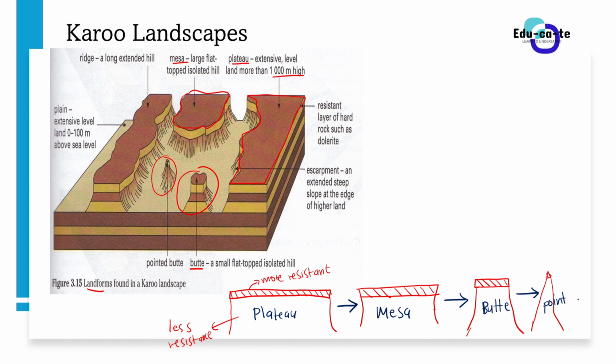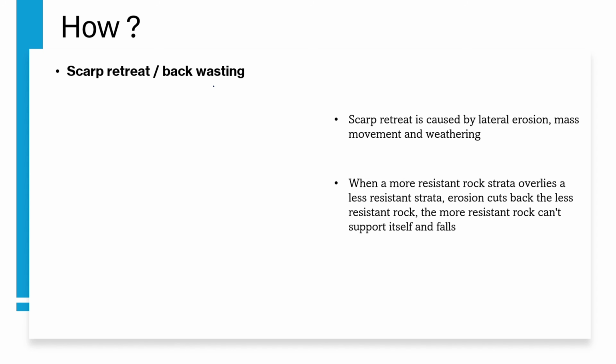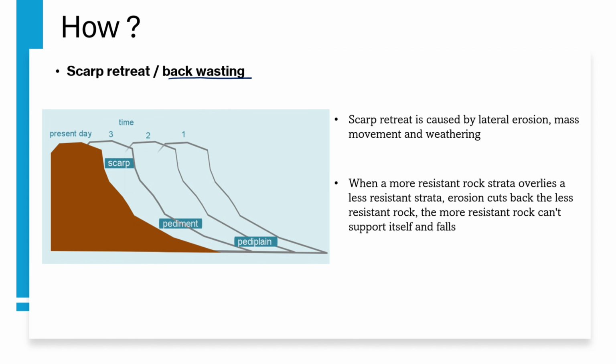So now you ask yourself, what is actually causing this? Because we said plateau becomes mesa, mesa becomes butte, butte becomes pointed butte. So how does this happen? This is through the process of scarp retreat. Scarp retreat is caused by lateral erosion. Another name for scarp retreat is back wasting. Scarp retreat is caused by lateral erosion or mass movements and weathering. Weathering is one of the processes whereby we erode rocks and break them apart.